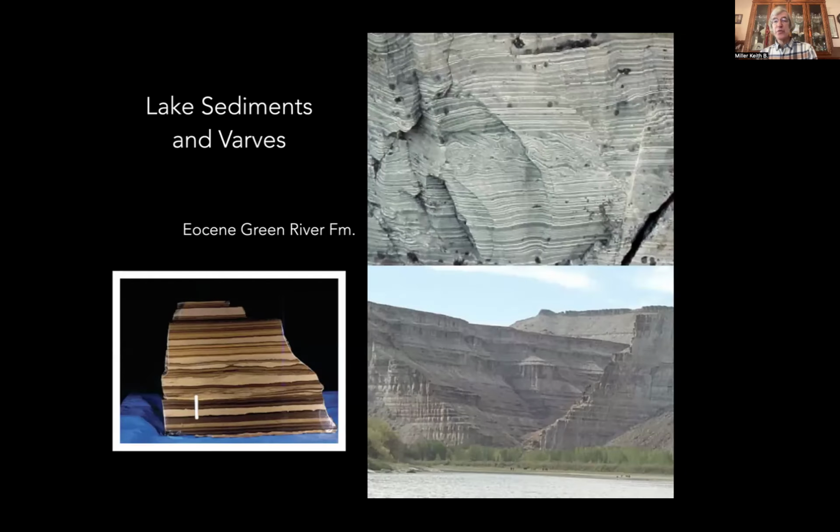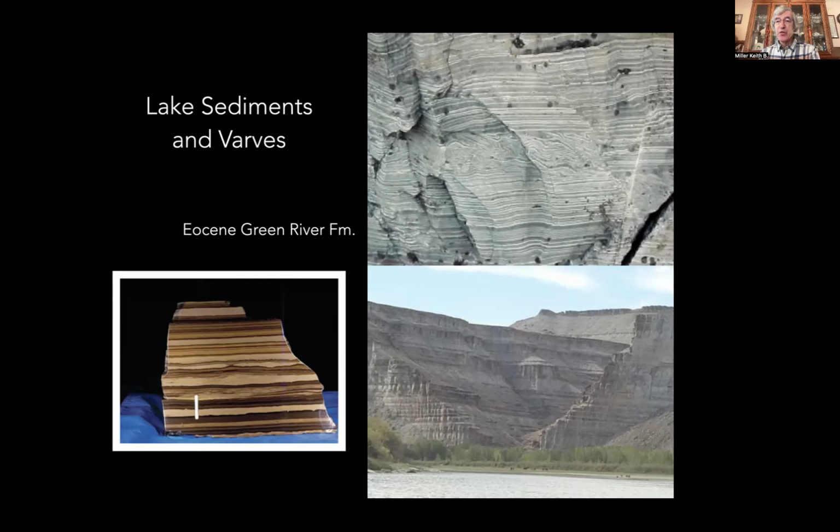Lakes are a very good source of climatic information. Many long-lived lakes have what are called varves, which are annual beds or laminations. These reflect seasonal changes in organic productivity and in influx of sediments from outside of the lake. And they also have very significant climate implications.